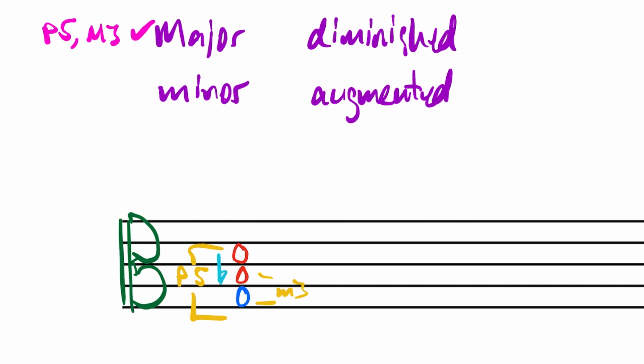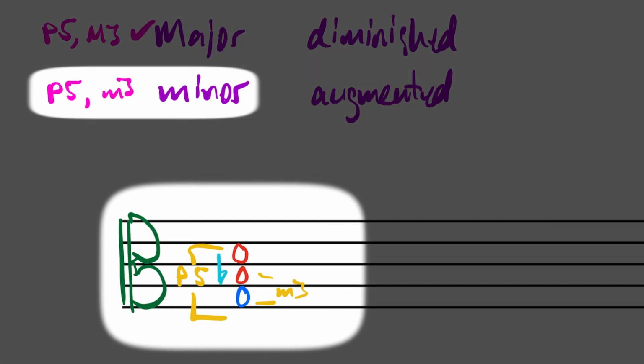So that's the defining differentiation between a major triad and a minor triad. Both triads have a perfect fifth forming our frame, but whereas the major triad has a major third above the root, the minor triad has a minor third above the root.